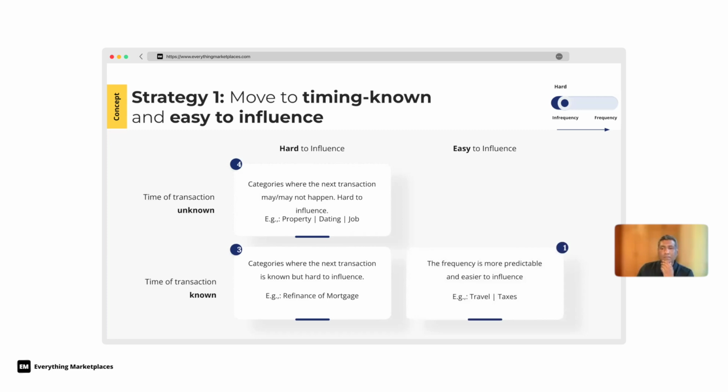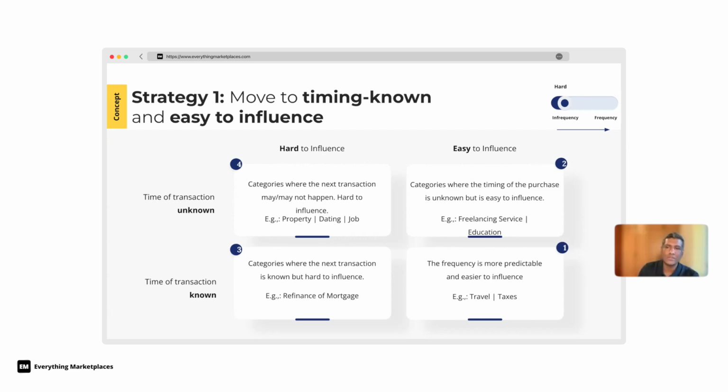Where the frequency is easier and the timing is known is something like travel, taxes. If I've got Mike's tax filing from last year, it's easy to nudge him and tell him, okay, why don't we come in? But if I know that his travel pattern is he travels in July every year, then it's easy for me to nudge him there. And the last one is easy to influence, but I really don't know when someone will start using it, which is a freelancing service like Upwork and Fiverr and those categories.